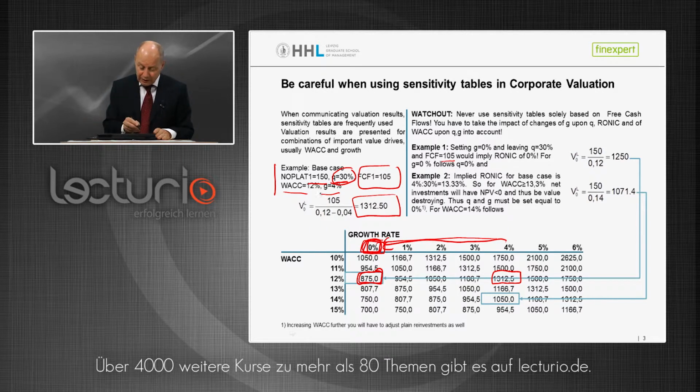And if we now recalculate our value at the retention rate of 0, that would mean that we cash out the entire 150. Then we would get a value of 1,250, being reasonable compared to the flawed one here of 875.